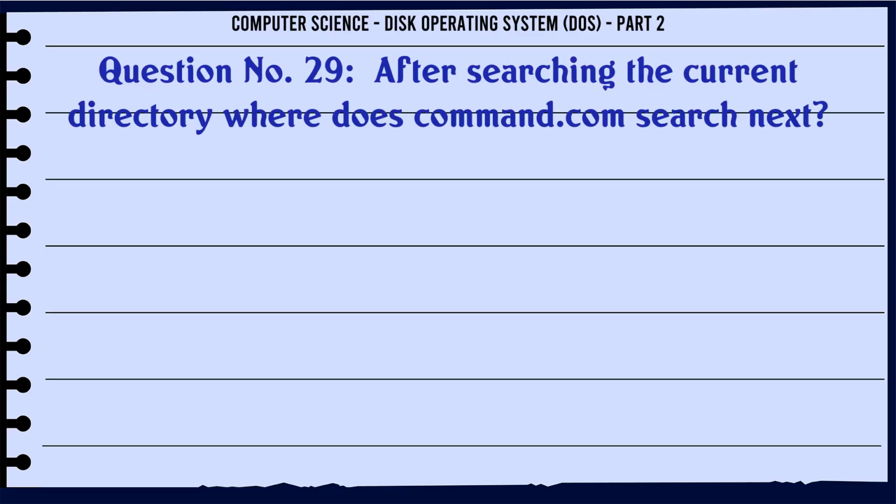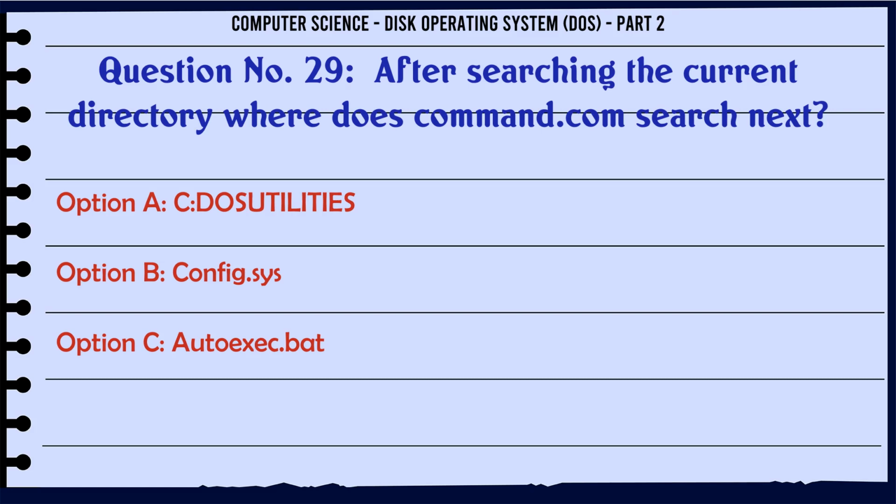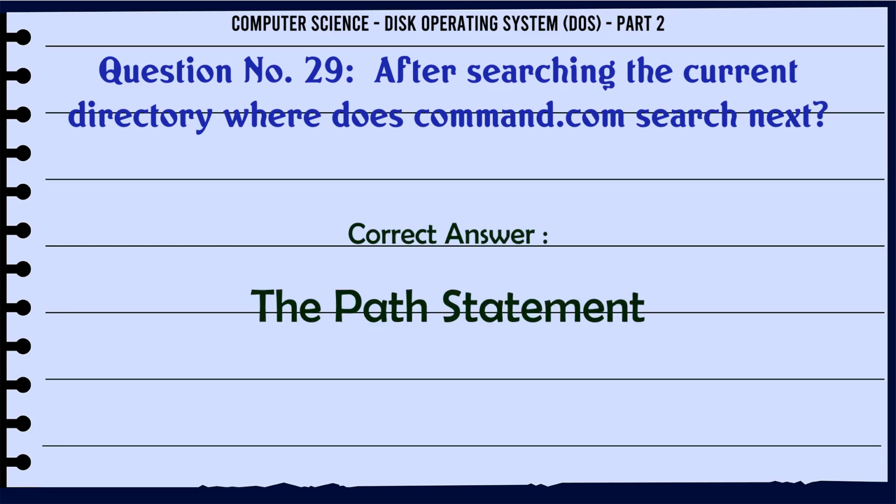After searching the current directory, where does command.com search next? A. C:\DOS utilities. B. Config.sys. C. Autoexec.bat. D. The path statement. The correct answer is the path statement.